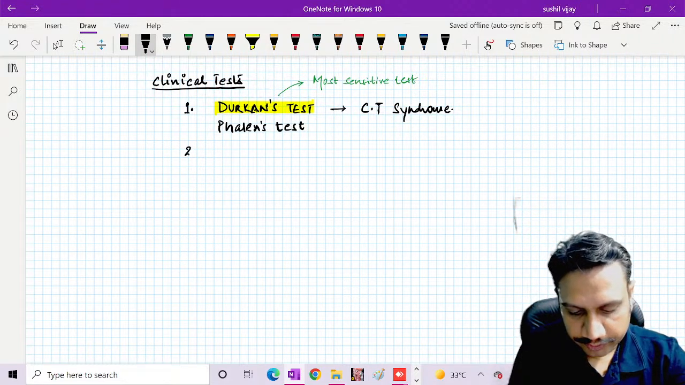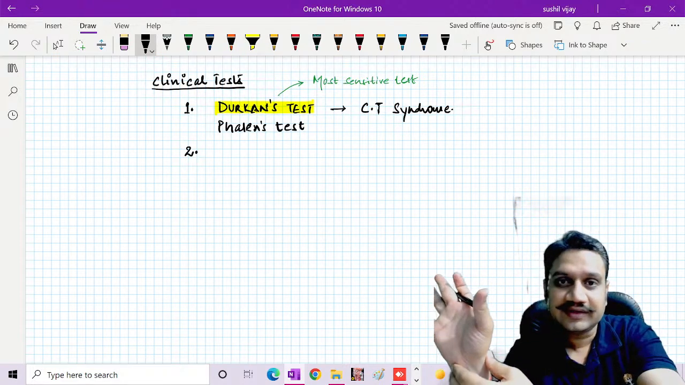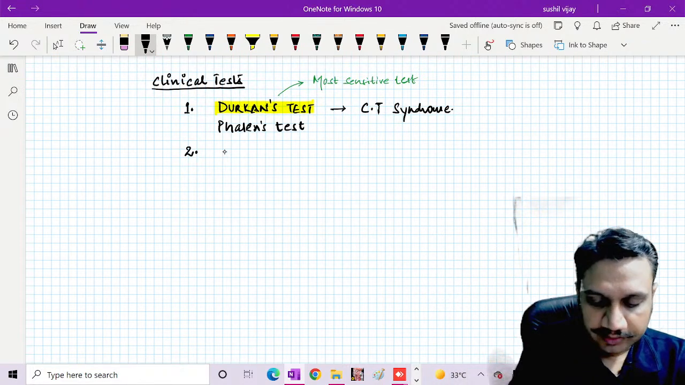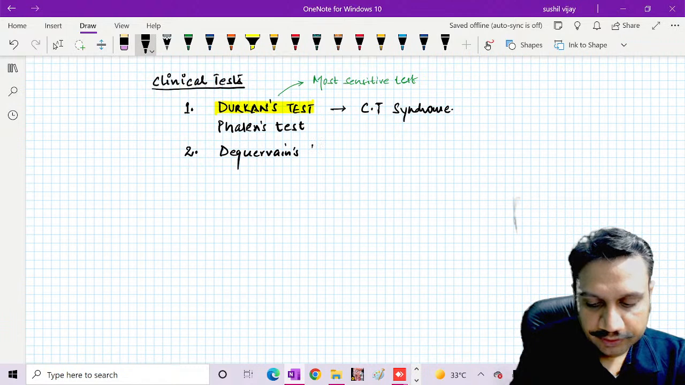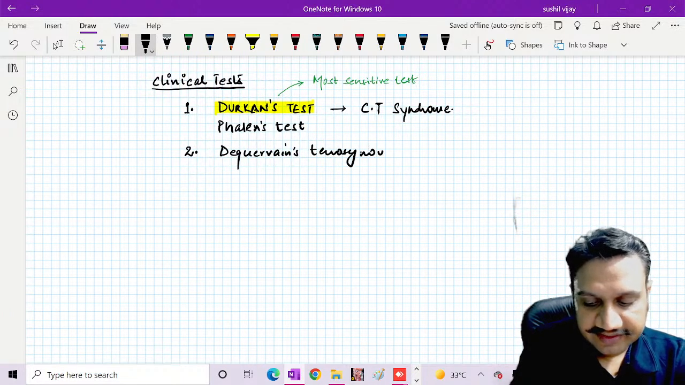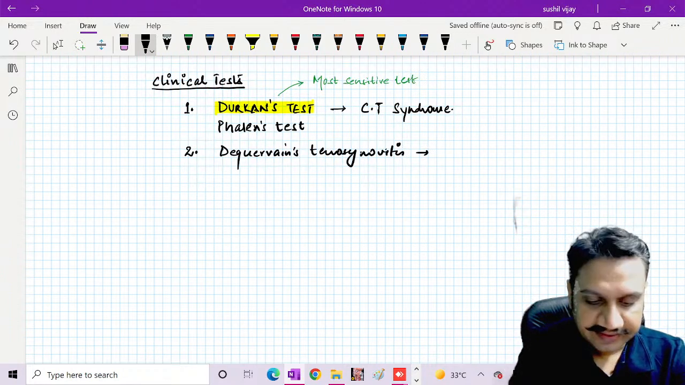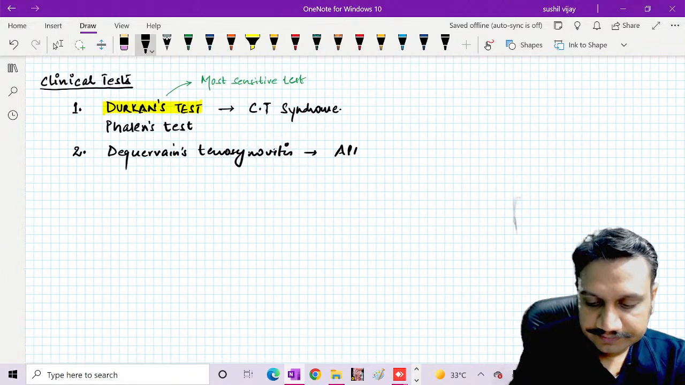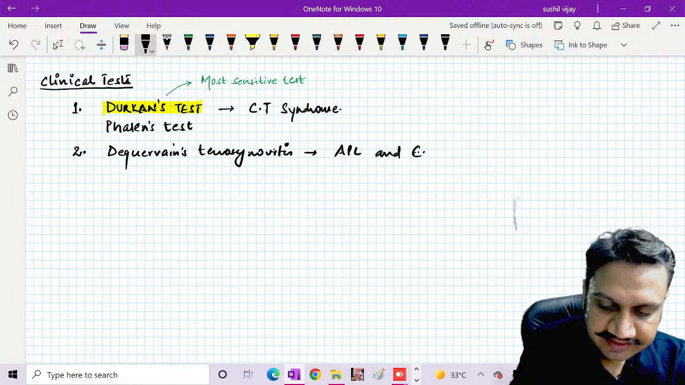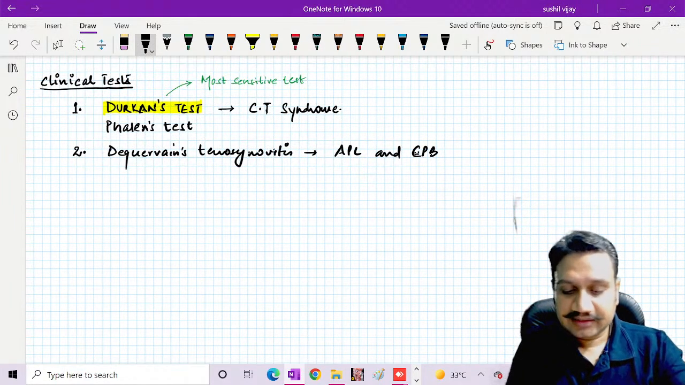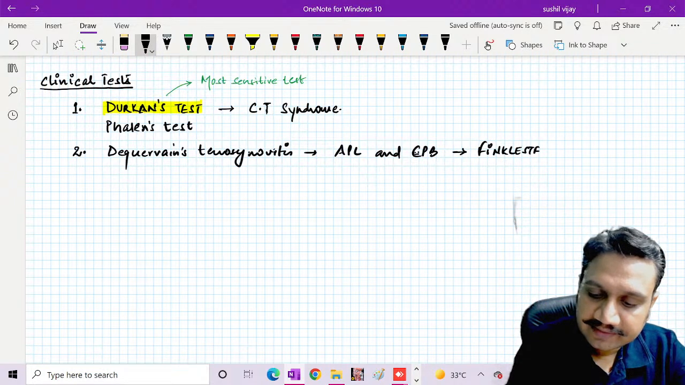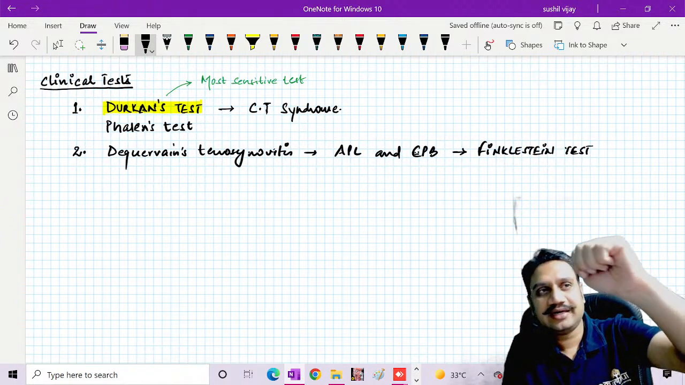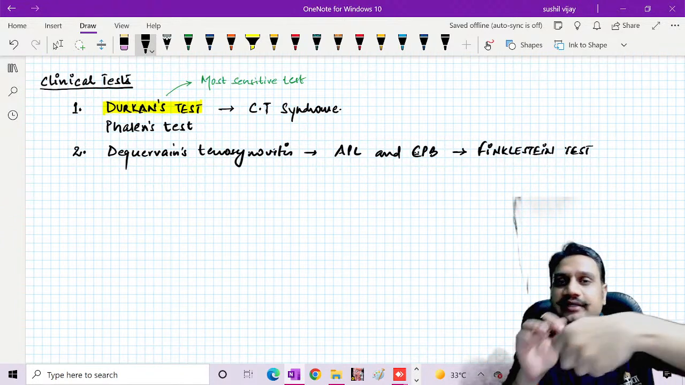Second, when you go from the wrist to the side of the hand, when you talk about de Quervain's tenosynovitis, what are the two tendons affected? They are the abductor pollicis longus and the extensor pollicis brevis, APL and EPB. The clinically done test for this disorder is the Finkelstein test. How to do the Finkelstein test? Ask the patient to keep the thumb in the fist and go for ulnar deviation like that. If this area is tender, he won't be able to do that.